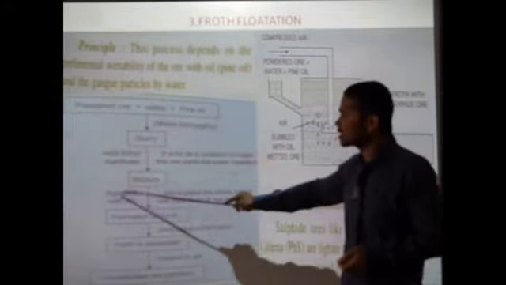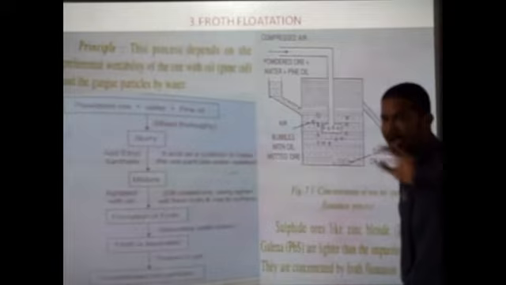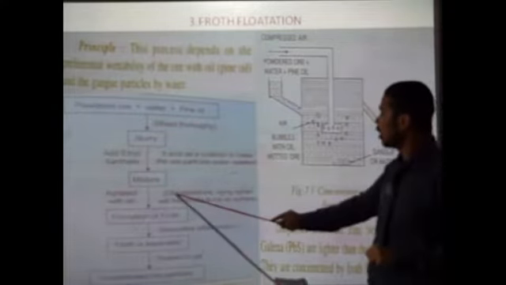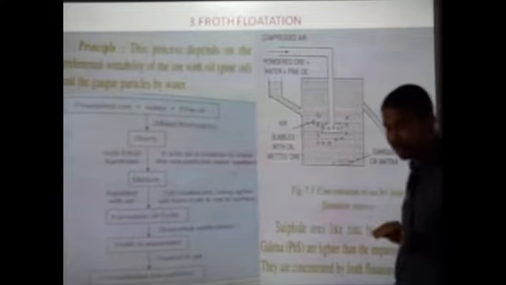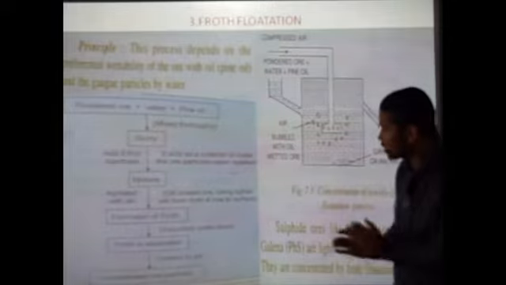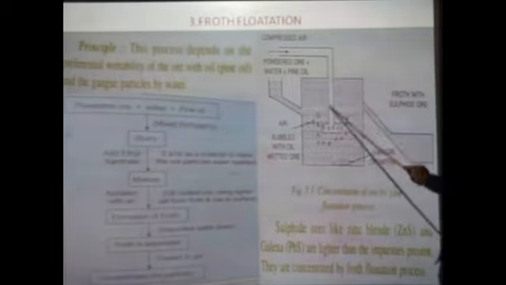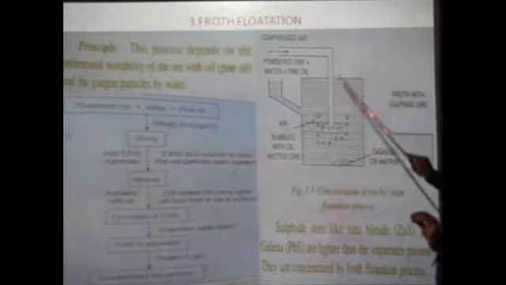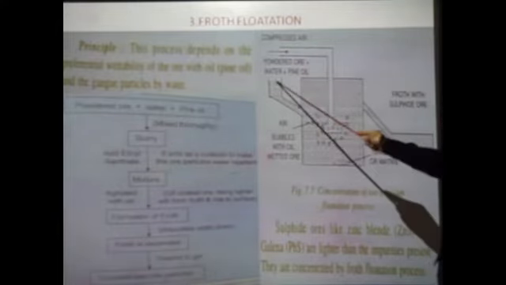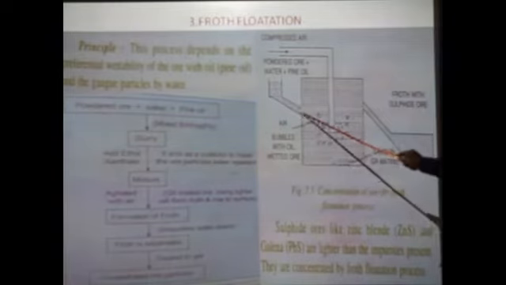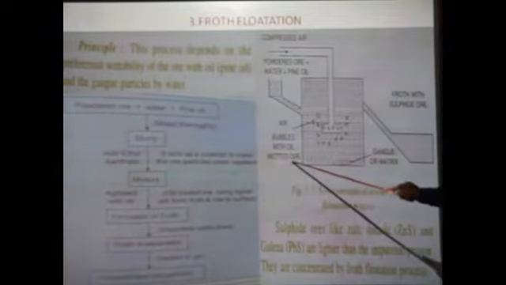Then the mixture is agitated with air. Air at very high pressure is passed through this mixture. Oil coated ore, being lighter, will form froth and rise to the surface. You can see here, compressed air at high pressure is coming in. This is powdered ore plus water plus fine oil plus ethyl xanthate. Through this tube it is coming here, and then the air bubbles with the oil wetted ore.